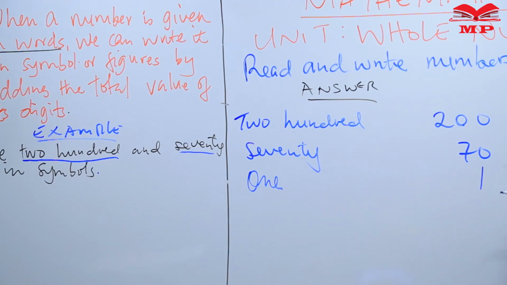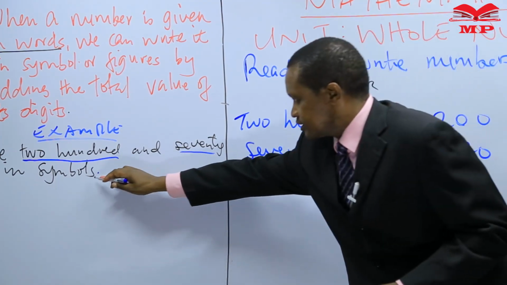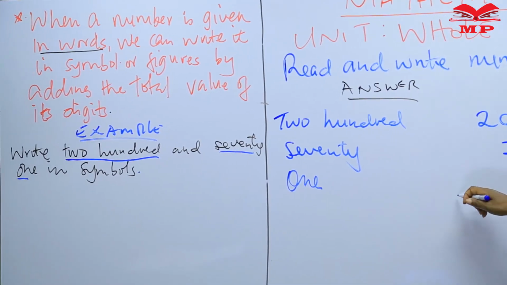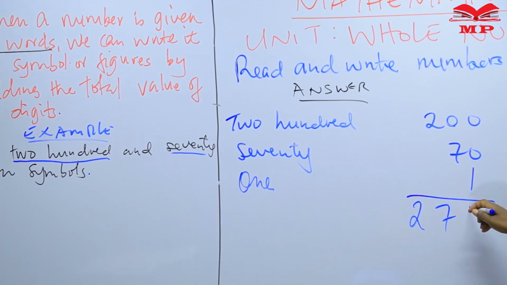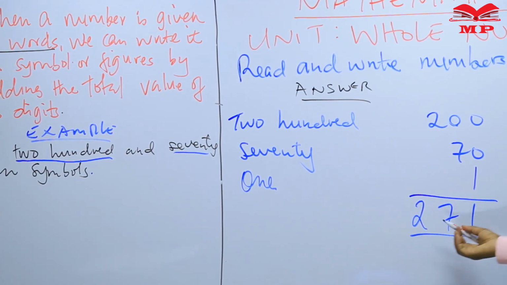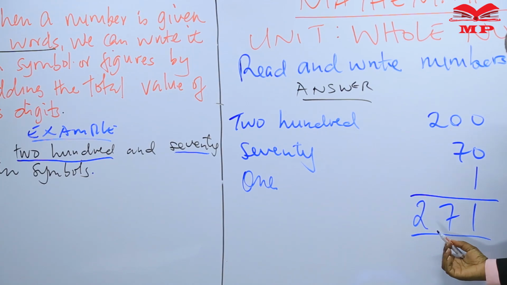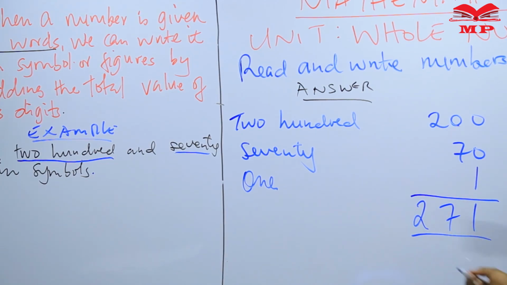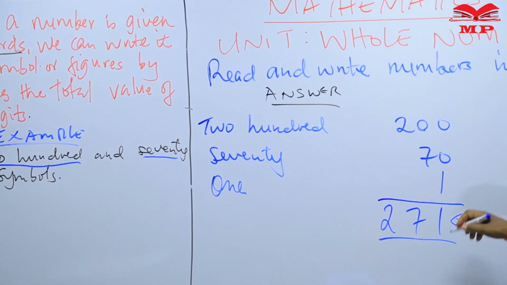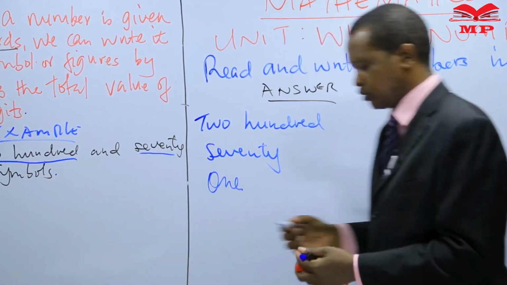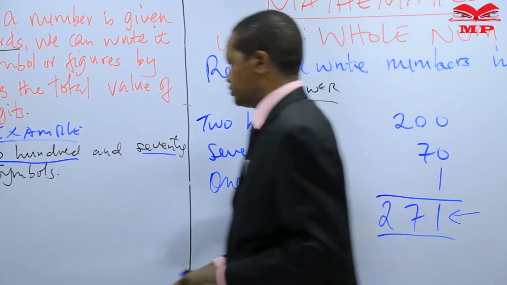So we need to add these total values to get this number in symbols. So we come here and get the total, which is 271. 271 is the number written in symbols. These are symbols for 271. Let's take another example.